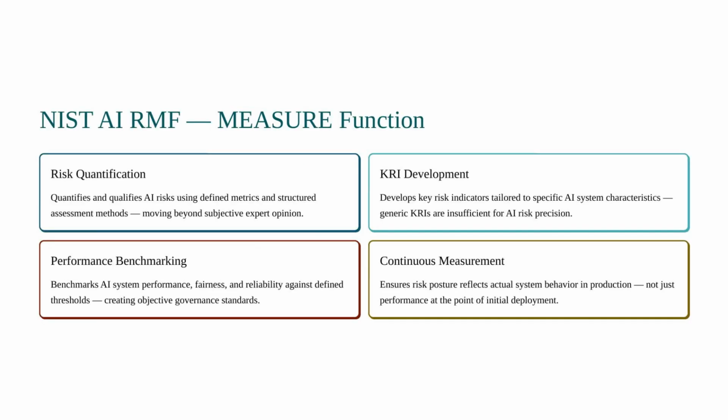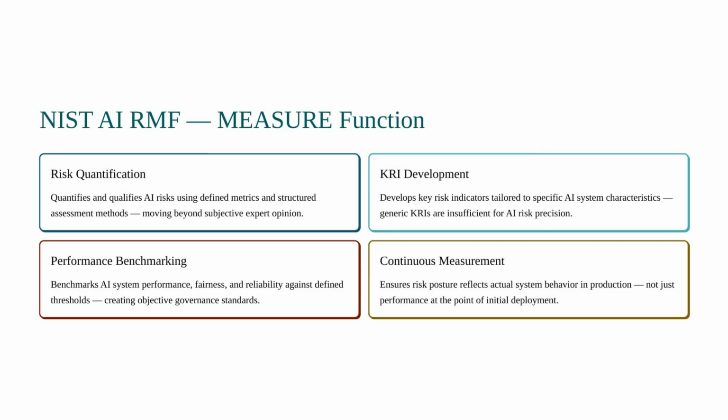If map answers what are the risks, measure answers how significant are they. This is the quantification and qualification phase. Measure involves developing key risk indicators, specific, measurable metrics tied to the AI risks identified in map. For a credit decisioning model, a KRI might be the rate of adverse decisions by demographic group. For a content moderation system, it might be the false positive rate for flagged content.